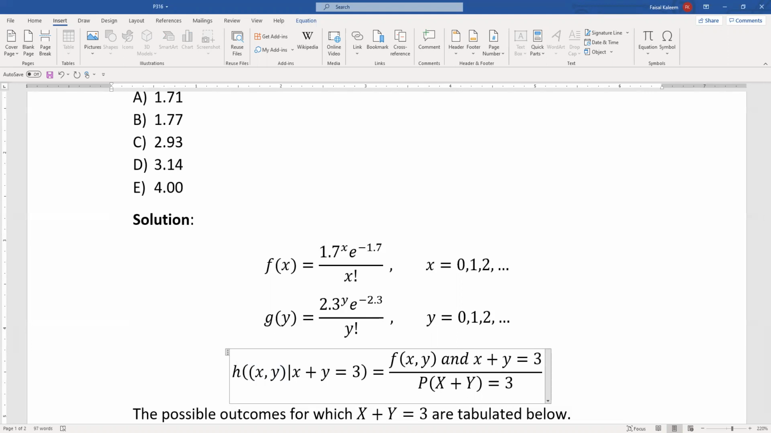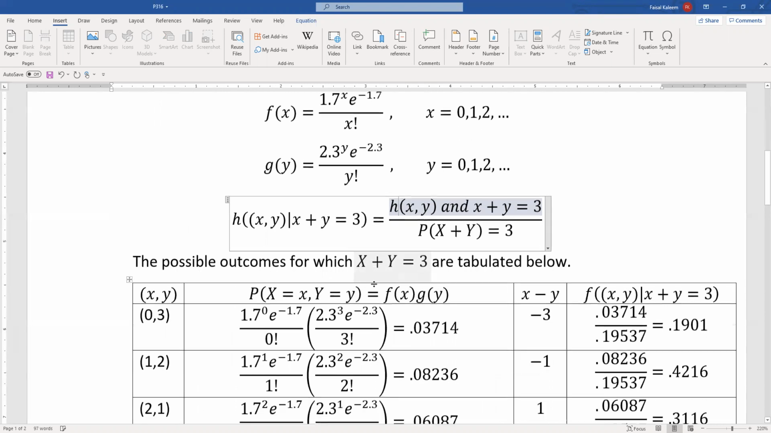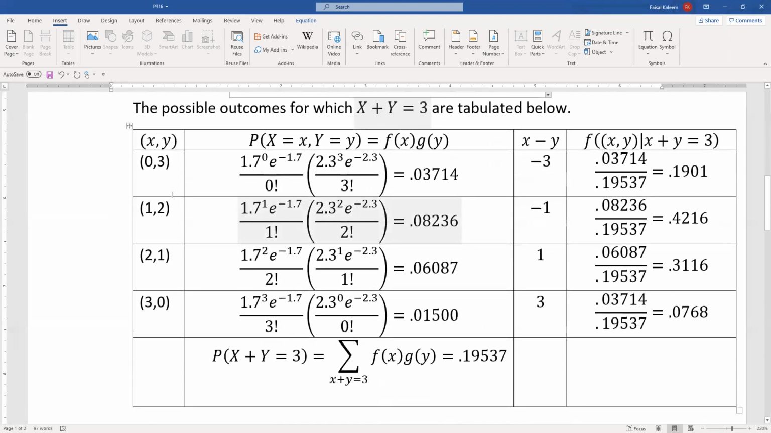H of x, y given X plus Y equals 3. Now X plus Y equal to 3 is the given condition. We tabulate the possibilities where X plus Y equals 3. The x, y points where the sum of the coordinates equals 3 are 0, 3; 1, 2; 2, 1; and 3, 0. So the probability X equals x, Y equals y.